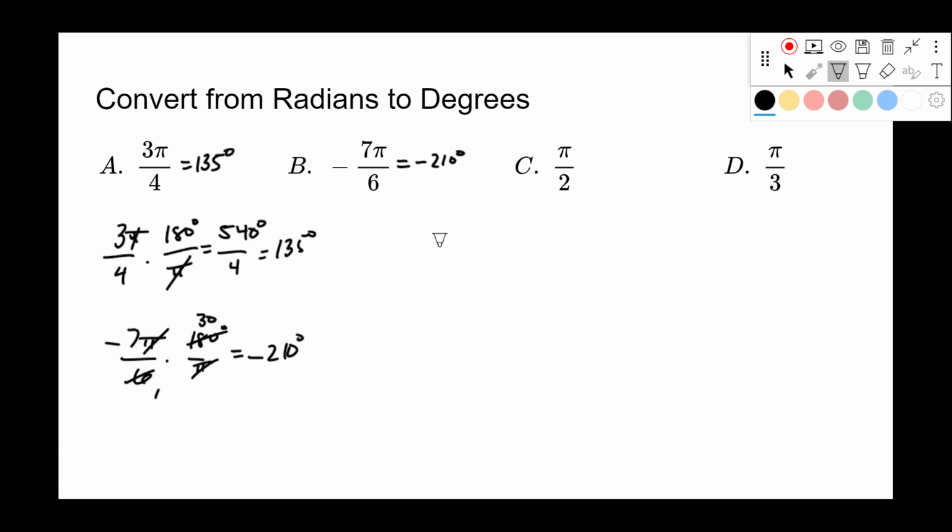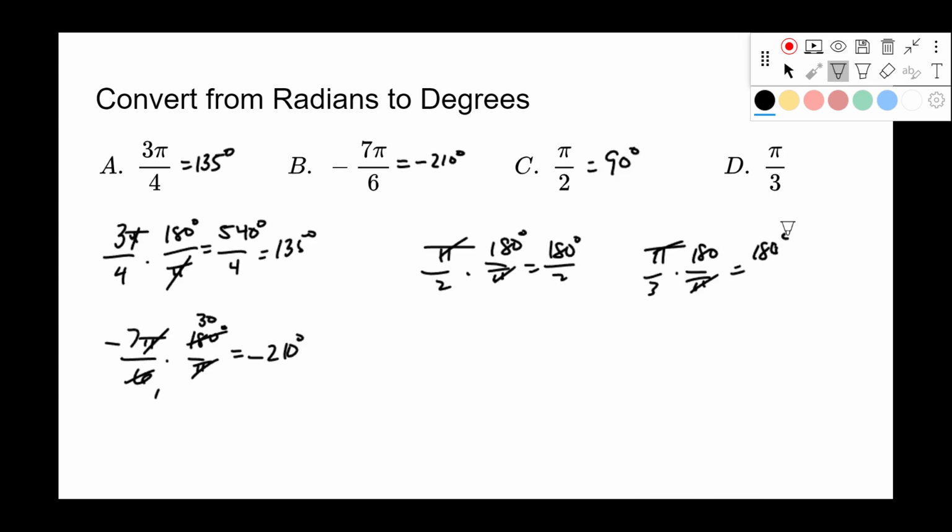Pi over 2. Let's multiply by 180 over pi. Pi's drop out. 180 over 2 is 90 degrees. And pi over 3, multiply by 180 over pi. Pi's drop out. 180 degrees over 3. That's 60 degrees. There's our answers. 4 answers right there. Okay?